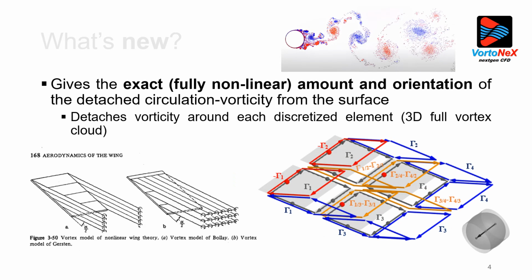This development gives the exact amount and orientation of the detached circulation vorticity from the surface, as occurs in two-dimensional well-tested vortex methods. Such a fully nonlinear approach is largely based on concepts proposed by previous authors, but extended to take into account flow separation on the entire surface, not just from some regions, leaving aside any kind of assumption. Once the three-dimensional full vortex cloud is released, it is naturally advected, stretched, and diffused by a vortex tube Poisson scheme.